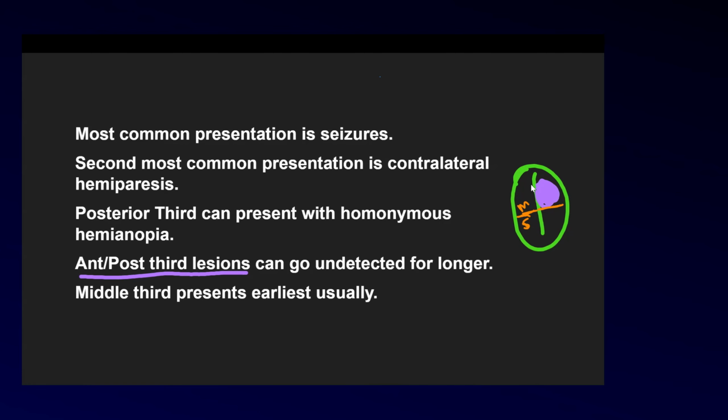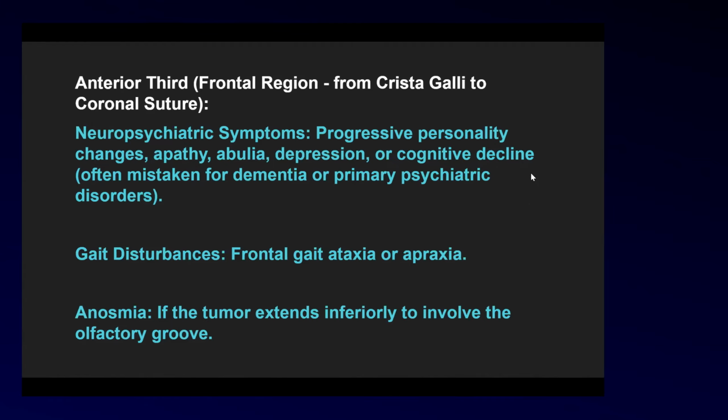Let's move to the location-wise presentation. Anterior third presentation can overlap with the normal frontal meningioma, which is around the convexity, or olfactory groove meningioma sometimes, depending on how inferiorly it is extending. There can be progressive personality changes. There can be apathy, abulia, depression. There can be cognitive decline. Sometimes mistaken for dementia, sometimes for primary psychiatric disorders.